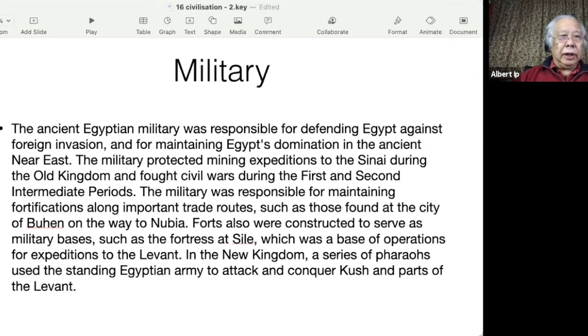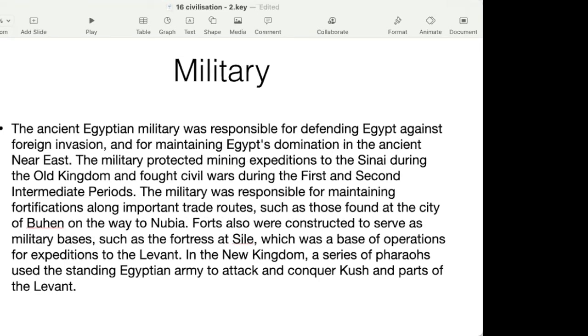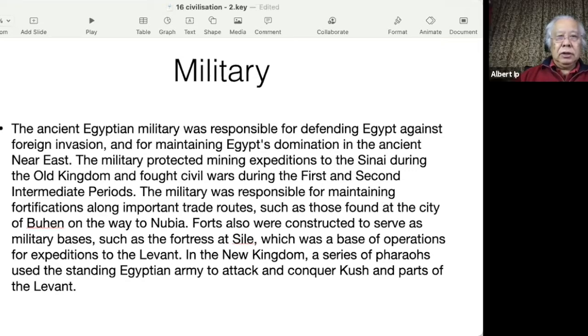In terms of military, of course, they had the military to defend against foreign invasion and for maintaining Egypt's domination in the ancient Near East. The military protected mining expeditions, and there were civil wars. The military maintained fortifications along the important trade routes, which is quite similar to today. The military is basically protecting the people as well as protecting the trade.